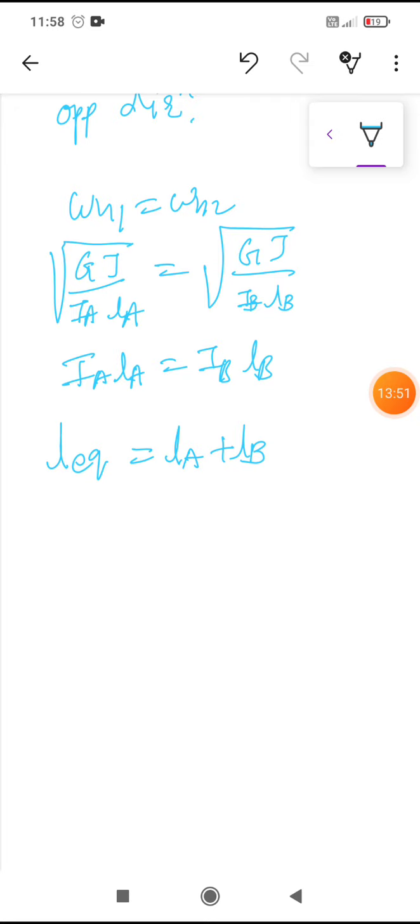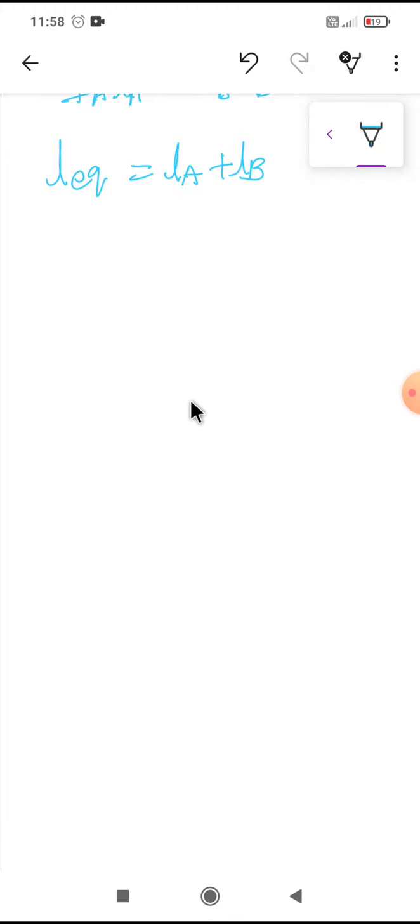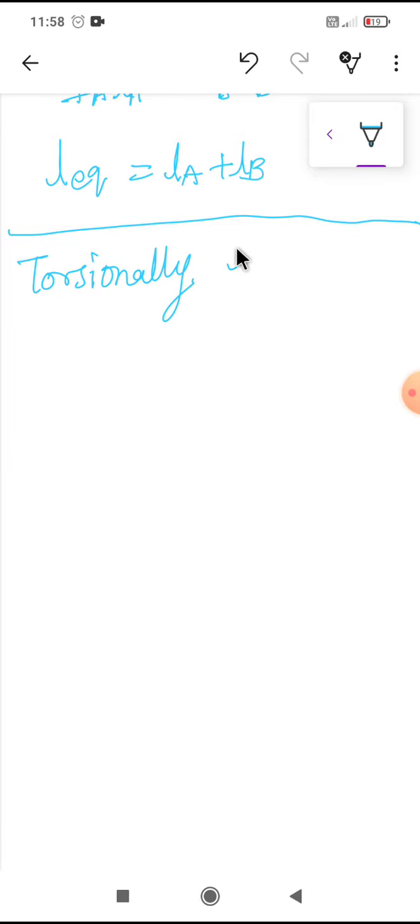Now we will see another theory, that is torsionally equivalent shaft. Torsionally equivalent shaft means, suppose there are two rotors.